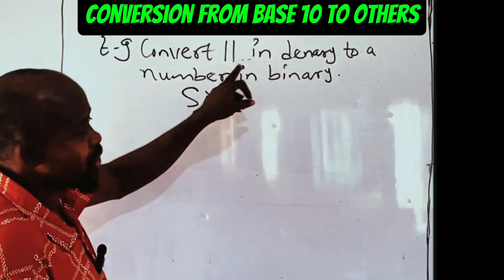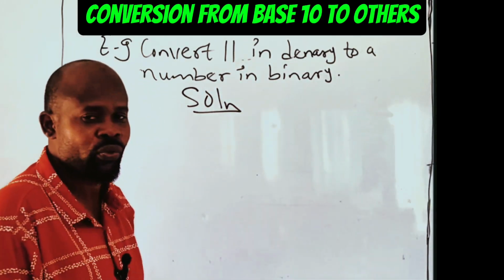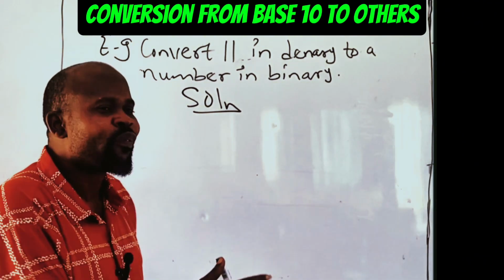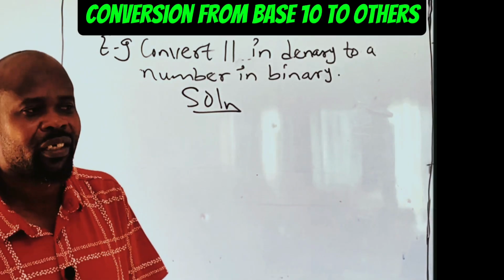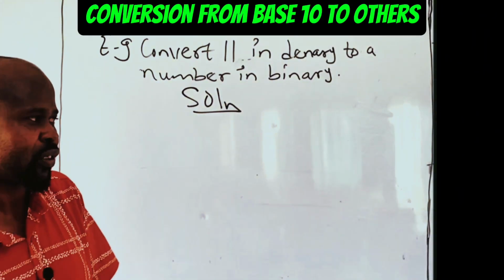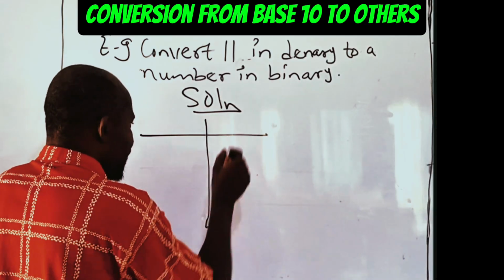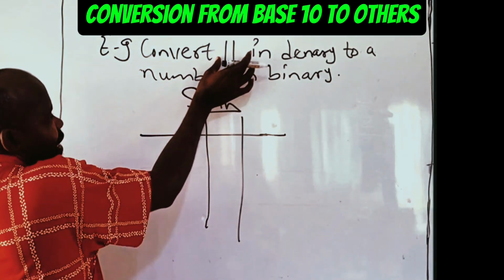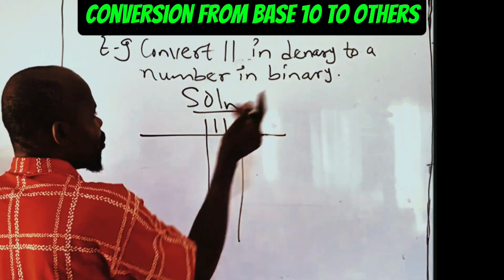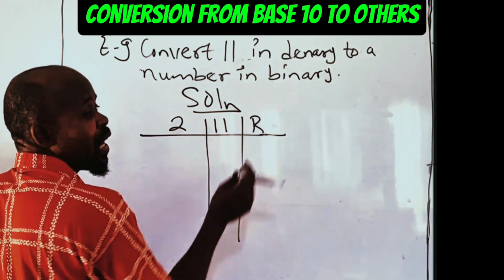This 11 in denary means 11 in base 10. To a number in binary means to a number in base 2. Now what does it mean? Anytime you carry out this conversion from base 10 to any other base, the method used is called the repeated division method. You just draw a line like this. The number you want to convert goes here, that 11. The base you are converting to, base 2, goes in front. The remainder is written whenever you are doing division, so we put R.